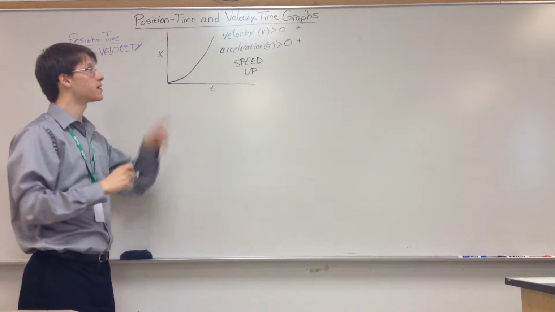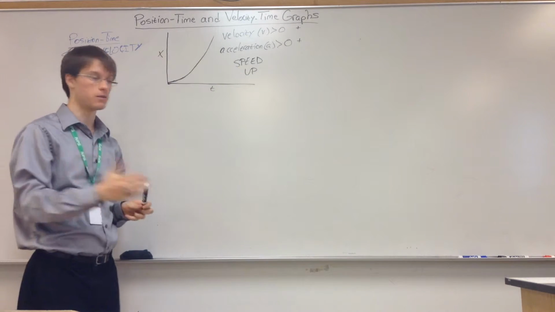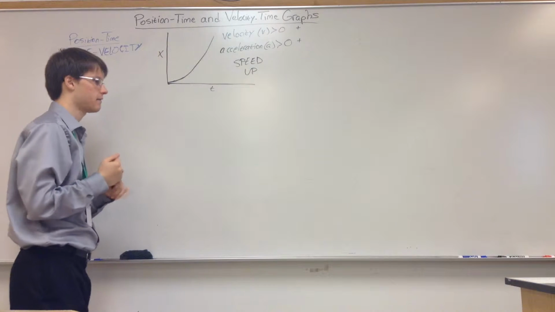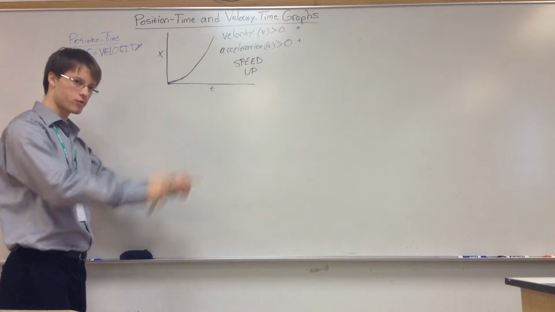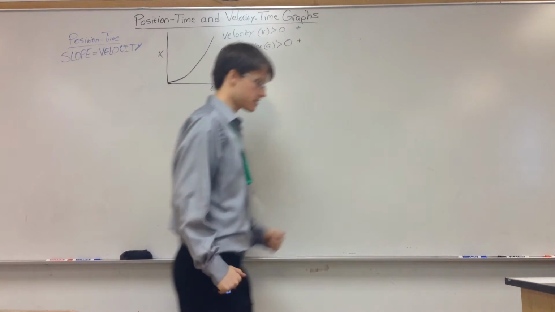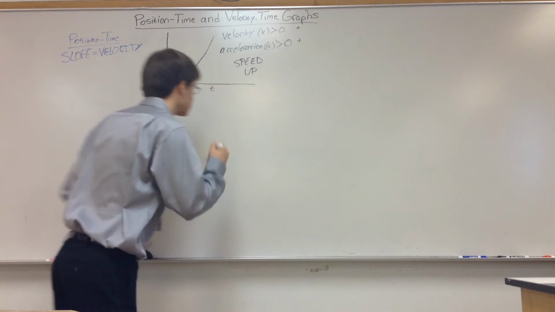However, we're going to see they can also be negative and negative, and you'll speed up. And if they're opposite signs, then you're going to slow down. So let's say I want to graph, I'm going to go in the positive direction still, but this time I start off really fast and then I slow down. What is that going to look like?